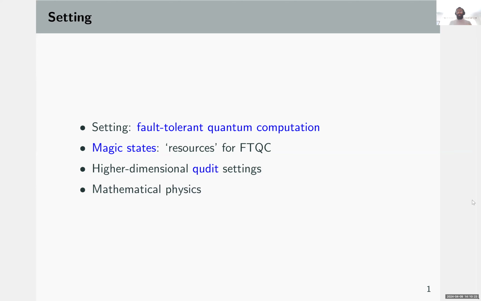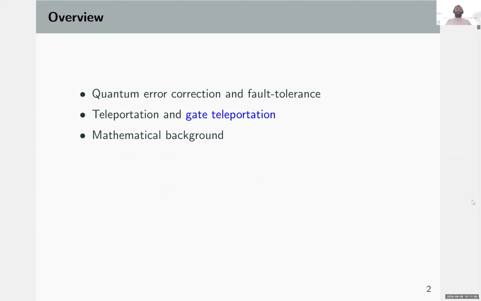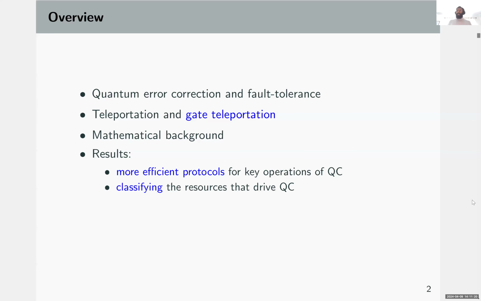So an essential point to understand this talk is that I'm coming from the perspective of mathematical physics, where we're very concerned with the mathematical methods that we use in physics and try to invent new maths that will make solving physical problems easier. To give an overview of the talk, I'll first give a very basic introduction to quantum error correction and fault tolerance, just to remind you of the setting we're working in. I'll review quantum teleportation, and specifically gate teleportation, which is the procedure that we use to implement difficult gates. I'll give a little bit of mathematical background to understand the precise results I'll be presenting. And then I'll talk about the results, which basically boils down to coming up with more efficient protocols for these difficult operations in quantum computing that are absolutely necessary for being able to do universal and fault-tolerant quantum computing. They also help us classify the resources that drive quantum computing.